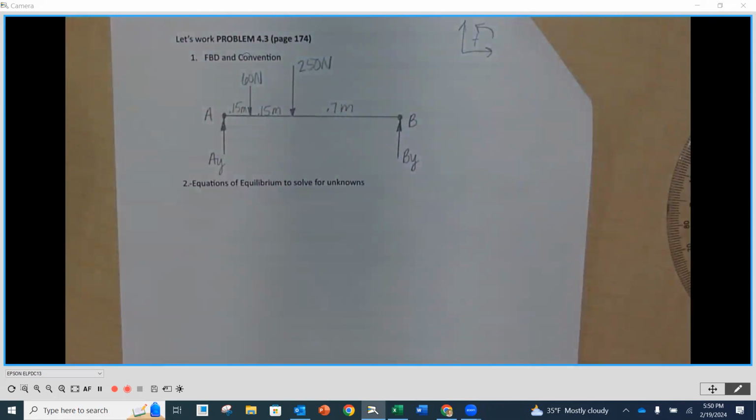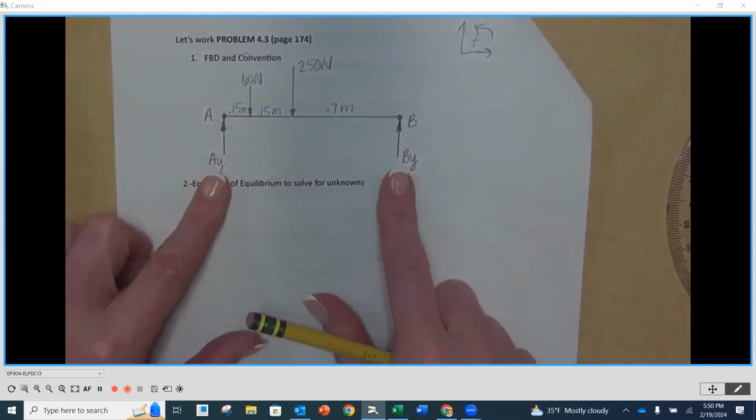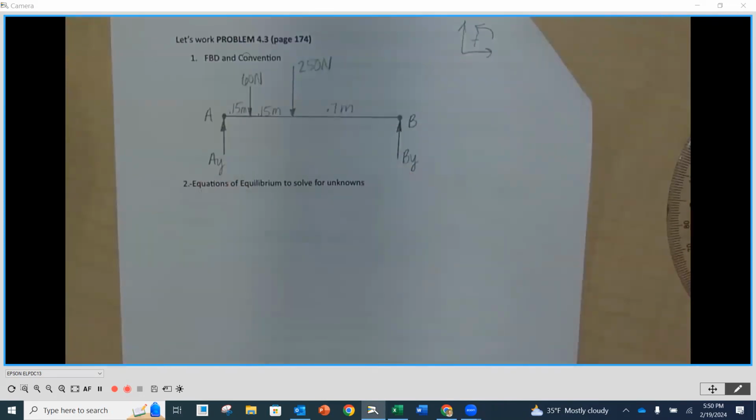Okay, now we're ready to solve for our unknowns. Our unknowns are going to be AY and BY. Okay, of the three equations of equilibrium, which two do you think we're going to use? Sum the forces in the Y, yes. And sum of the moments. What happened to the X? There's no X forces here, right? Yep, so we don't need to worry about that one. So we're going to use the two equations of equilibrium.